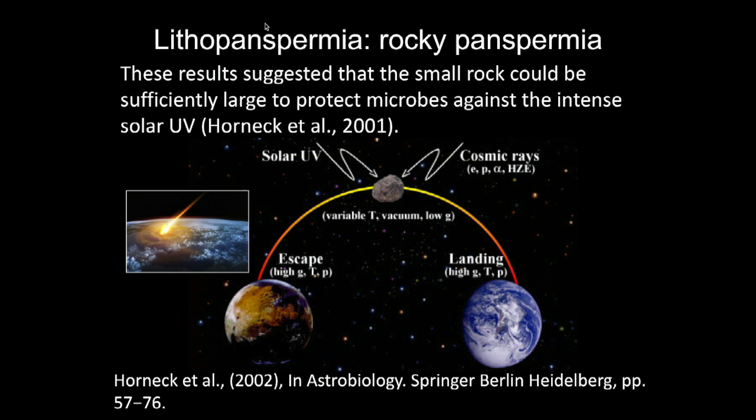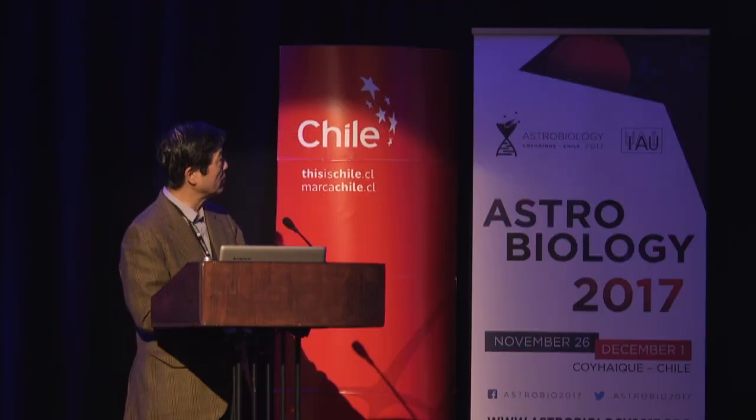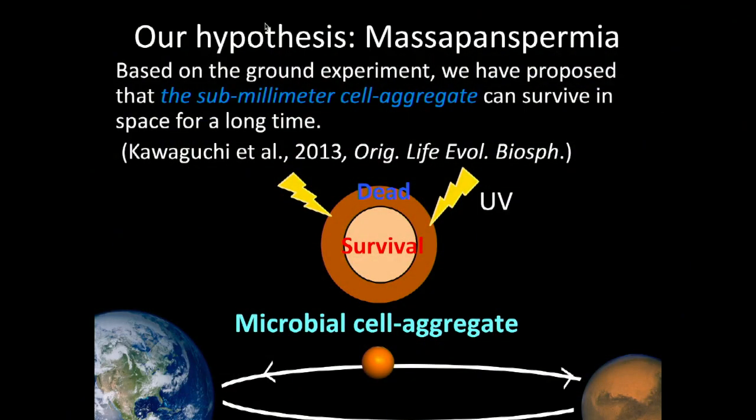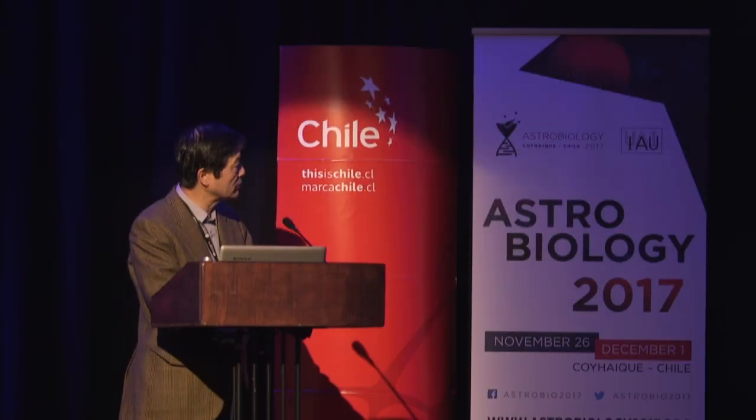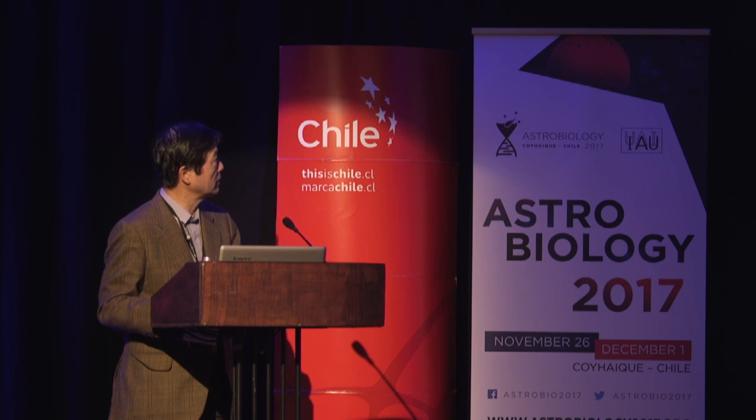And we named it massa panspermia. Massa means aggregate. Based on the ground experiments we have done, we have proposed that a sub-millimeter cell aggregate can survive in space for a long time, because we know that microbes sometimes have a tendency to make aggregates. They are often called microbial biofilm or biofilm. So the dried biofilm can be a way of transferring through space.